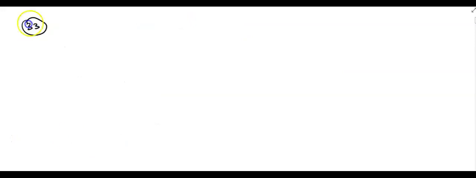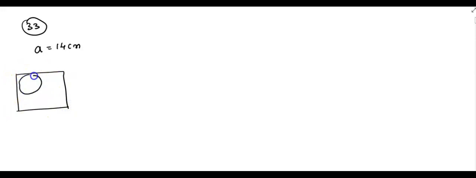Question number 33. They have given the side of the square. Let me say a is the side, which is 14 centimeters. Now what we have to find? The area of the shaded region, right? Let me draw a rough diagram here. This was my actual circles. It was something like this, right? Now we are supposed to find this shaded region, correct? And these centers. Okay, this is the square.